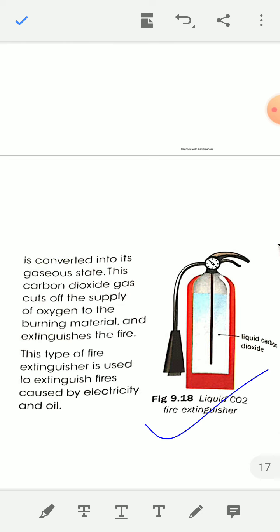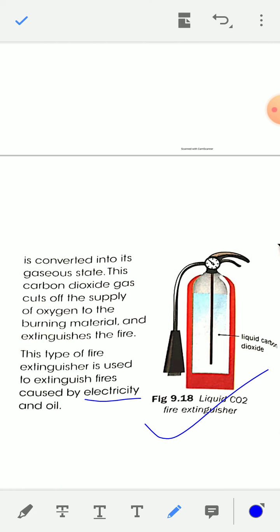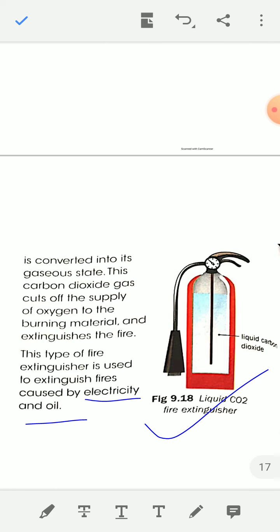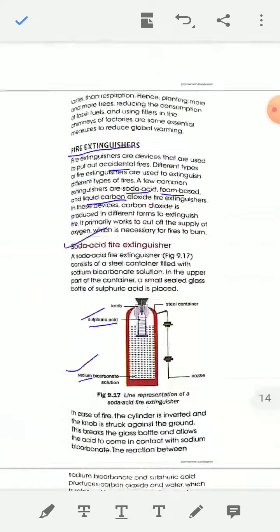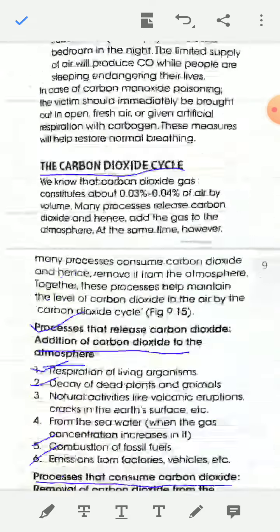And this type of extinguisher is used to extinguish fire caused by electricity and oil. Okay, so these are three basic types of fire extinguisher.